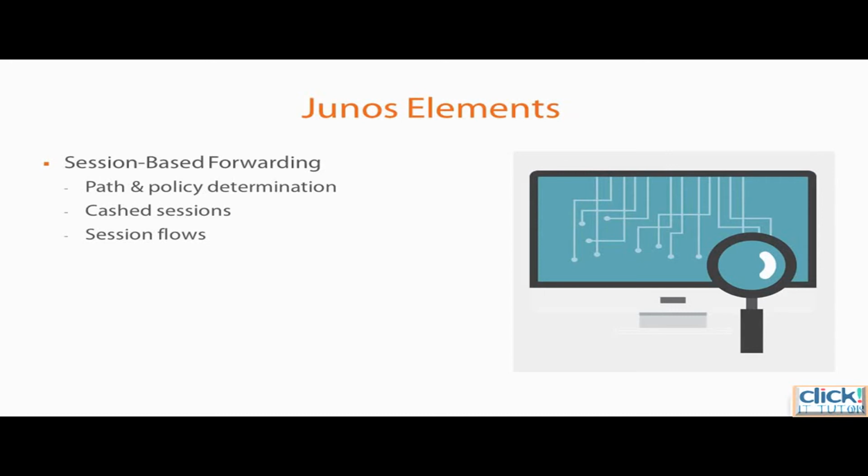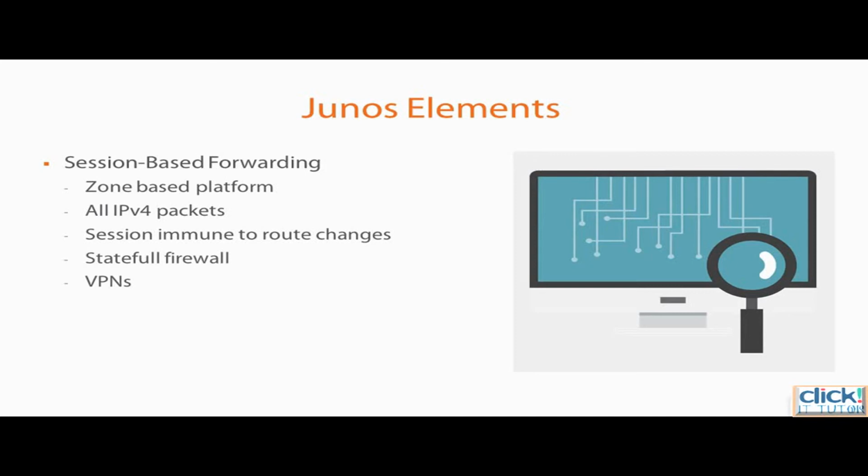Because the Junos OS security platforms are zone-based, all IP version 4 packets entering the service gateway on an interface are associated with an incoming zone. If a route changes but the interface remains in the same zone, the session remains intact. Junos adds many high security features including stateful firewall, VPN, NAT, ALGs, and IDP.